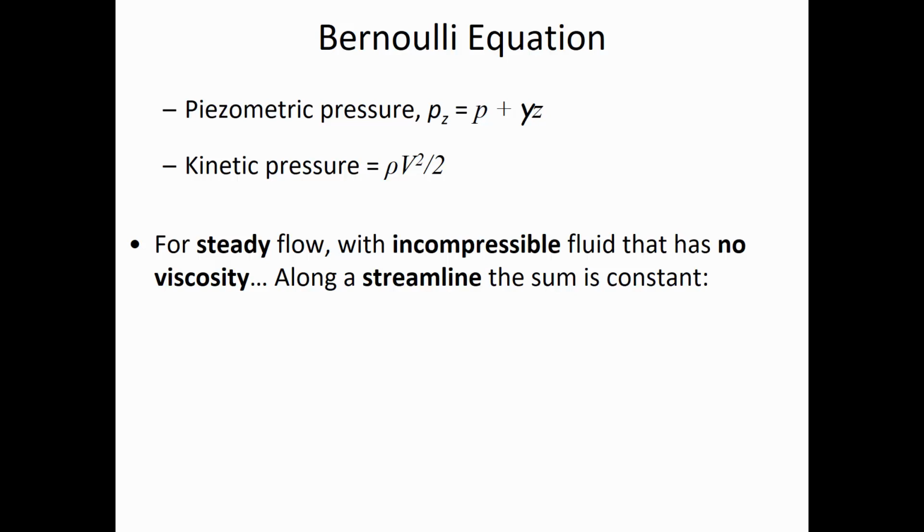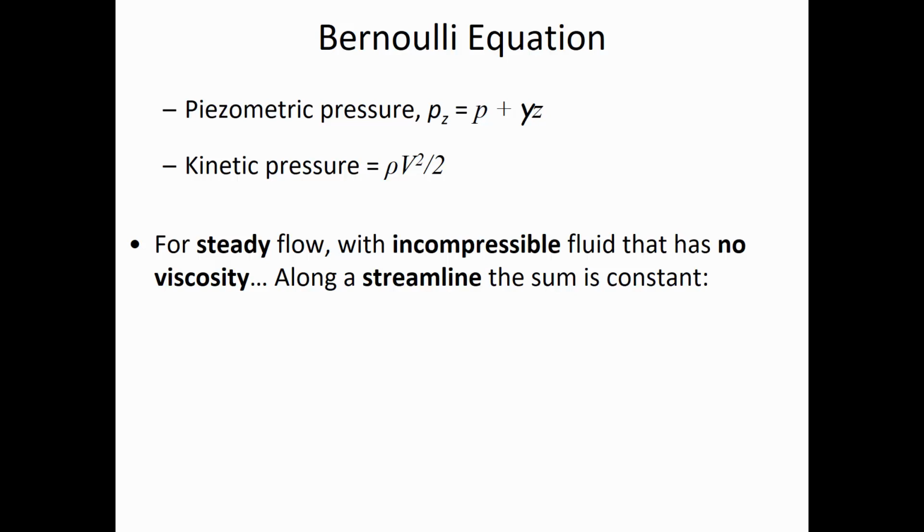What about gamma z? So gamma times z. Gamma is newtons per meter cubed, and then we multiply that by meters. So that is also newtons per meter squared. So we can combine pressure and gamma z.